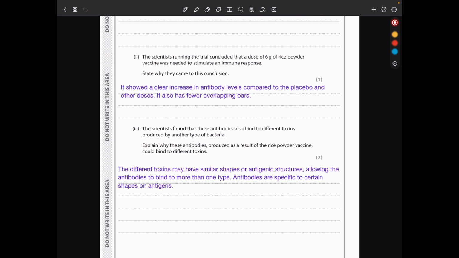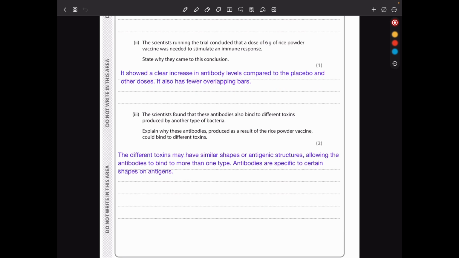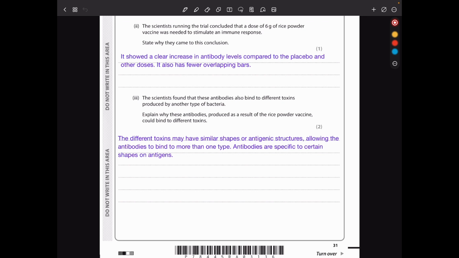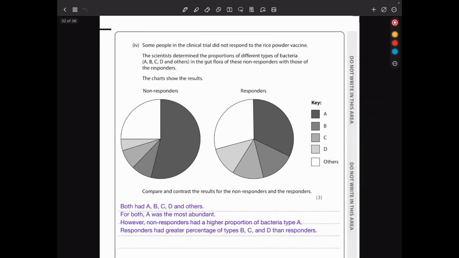Then they say the scientists found that these antibodies also bind to different toxins produced by another type of bacteria. Explain why these antibodies produced as a result of the rice powder vaccine could bind to different toxins. They could bind to different toxins because of the complementary shapes. So I say the different toxins may have similar shapes, or antigen structures, allowing the antibodies to bind to more than one type. Antibodies are specific to certain shapes on the antigens.